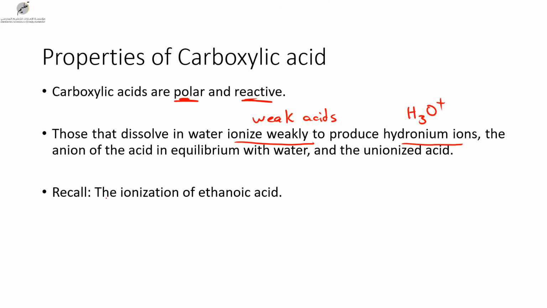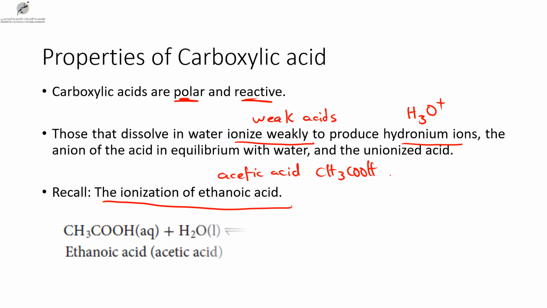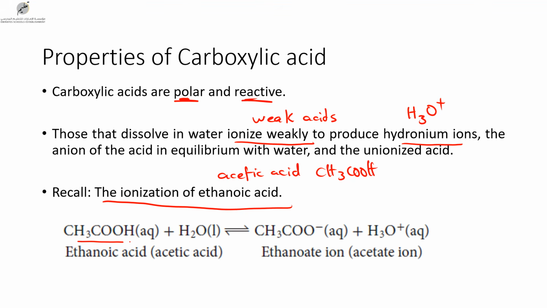So this is the ionization of ethanoic acid or acetic acid, which is CH3COOH, which we know from the last term. So CH3COOH plus water, it will lose an H to water because it's an acid, a Brønsted-Lowry acid, and you will get a hydronium ion and an acetate ion, the positive ion and the negative ion. So these are some of the properties of carboxylic acids in general. They are weak acids, okay?